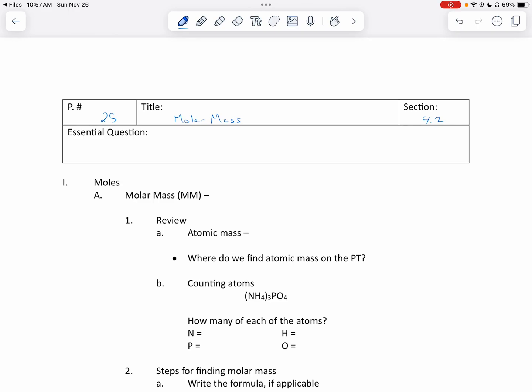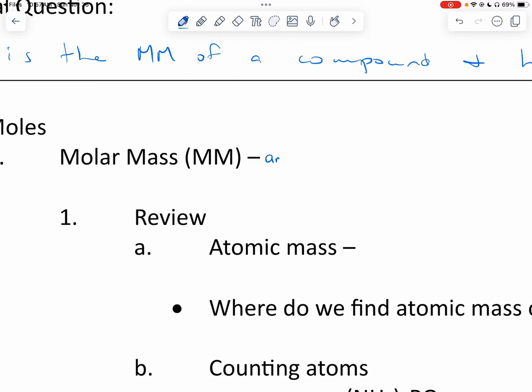Our essential question is, what is the molar mass of a compound? And how do we calculate it? There's our question. So molar mass, again, is the amount of grams, if you will. This is probably better to say the amount of grams of a compound, because we don't want to use mass in our definition.